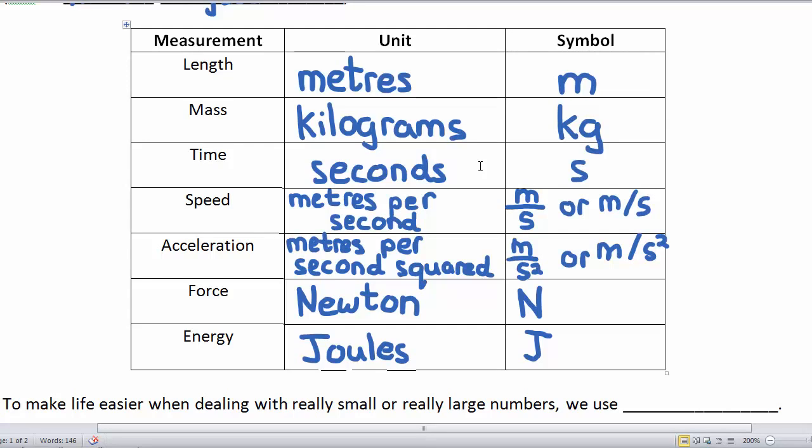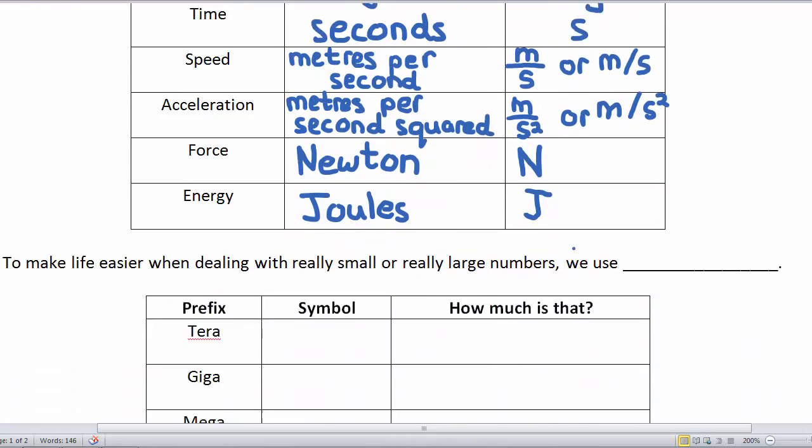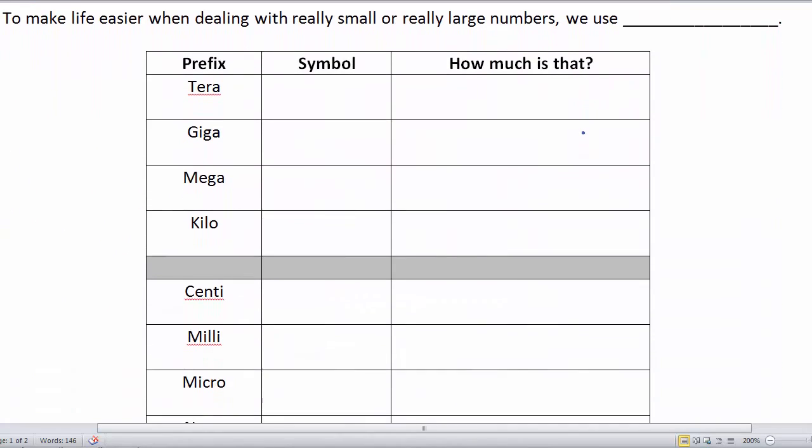And to deal with this problem, we have ways of modifying all of these units to make them bigger or smaller to fit our needs. So to make life easier when dealing with really small or really large numbers, we use what are called prefixes. So this gray line here represents our base unit, one of the units from the table above. Could be a meter, could be a second, could be a joule. And if we want to make that unit a little bit bigger, so we can use it to describe bigger things, we add one of these upper prefixes to it.